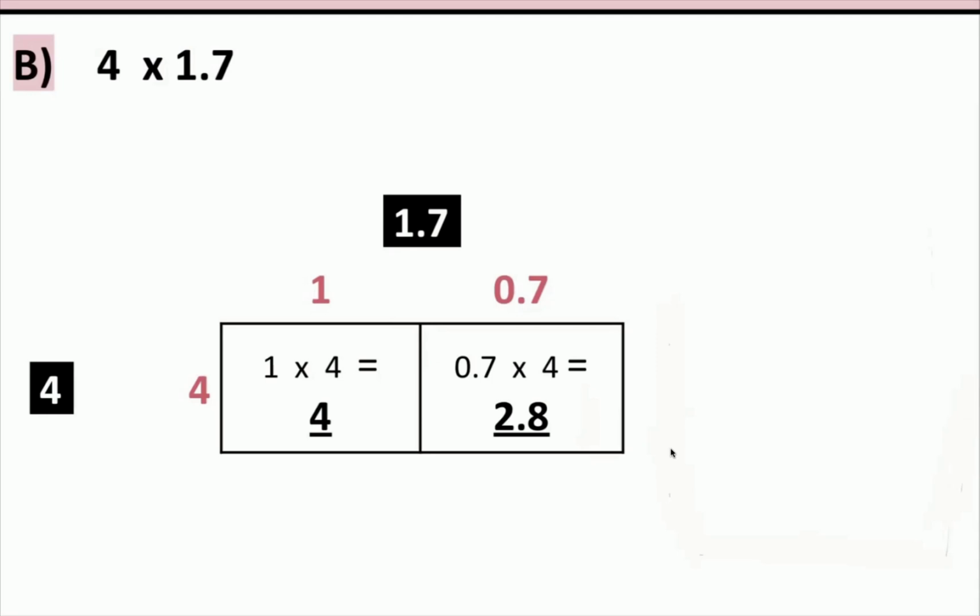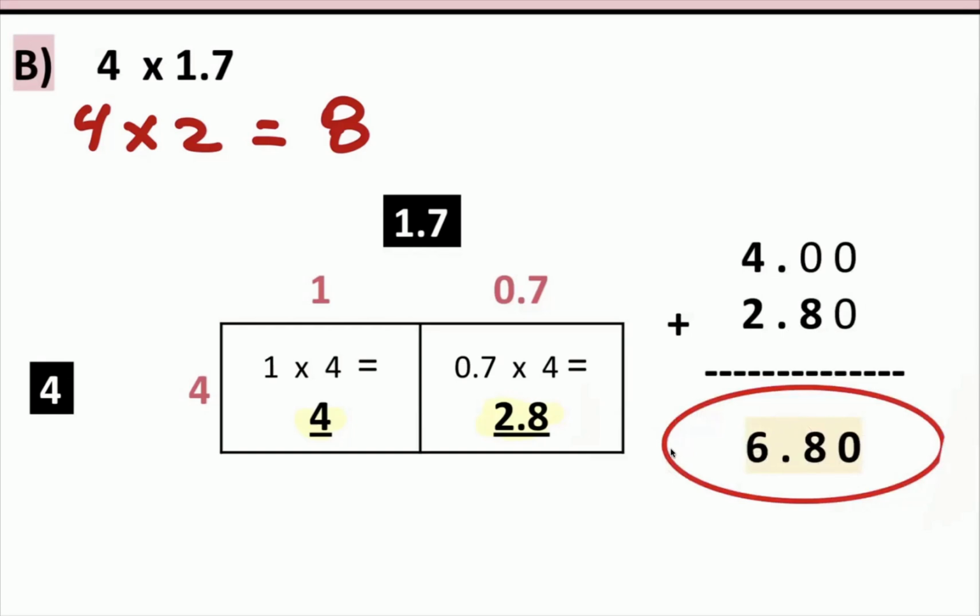When you estimated at the beginning, you could have rounded 4 times 2 and gotten 8. Don't forget to estimate. And then our last step is we're going to add our products that are inside the rectangle together. So we'll add 4 and 2.8. And we get $6.80. That is close to $8, so we are on the right track. Make sure your decimals when you're adding them are super lined up. Come back to the video when you're ready for page 2.